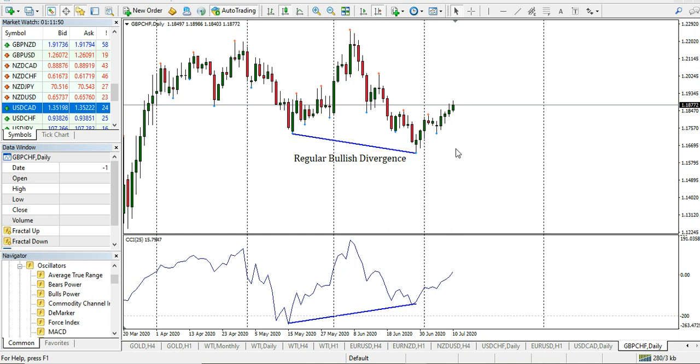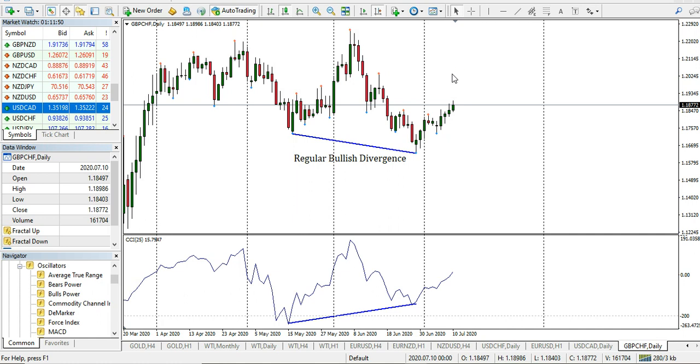But I wanted to quickly come on here because we want to continue the series on simple forex strategies. So what we're going to be focusing on in this series is divergence. Our focus is going to be on divergence.